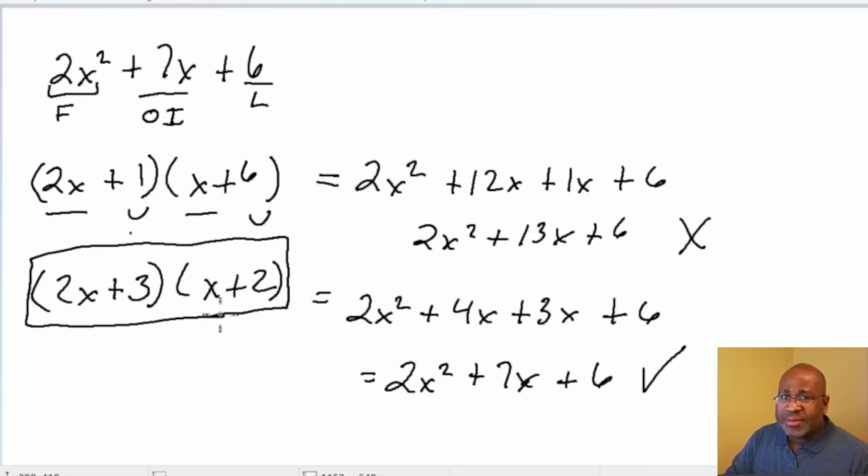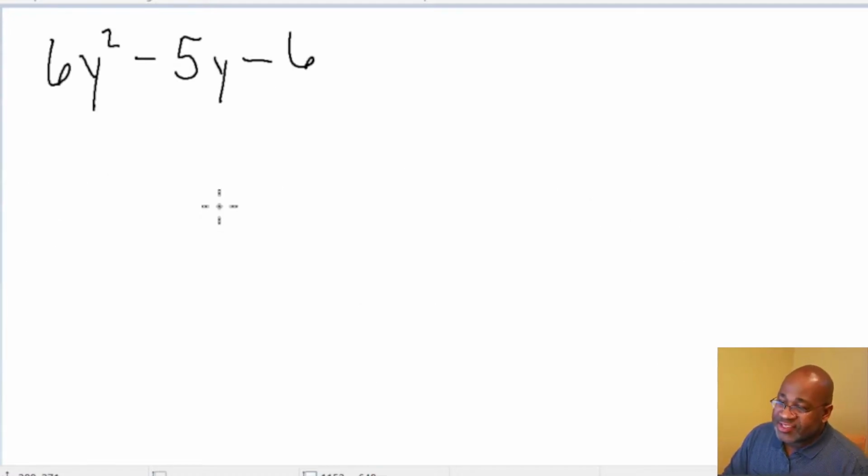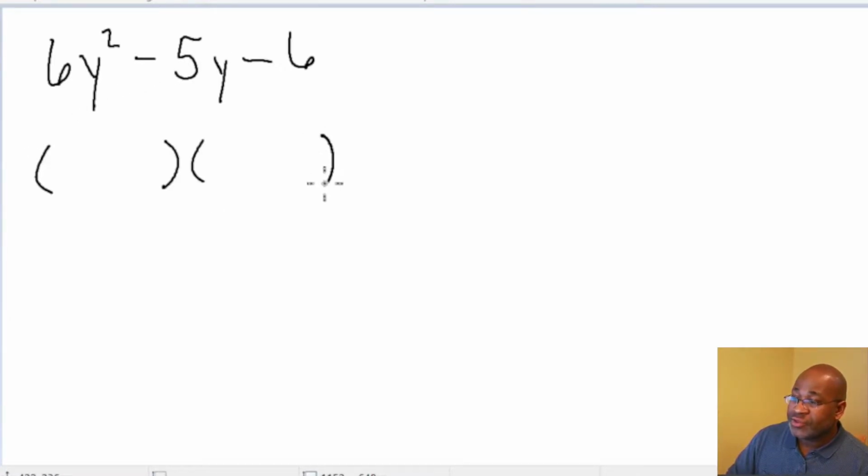Let's do one more example of this, let's make it a little bit more challenging. In this next example, we have 6y squared minus 5y minus 6. All right, so once again, assume these are going to factor. And so we'll start with 6y squared. We can have 6 times 1 or we can have 2 times 3. So let's try 6 and 1. So I have 6y here and y here. And then for the last term, that's 6. Obviously, it's going to be 6 and 1.